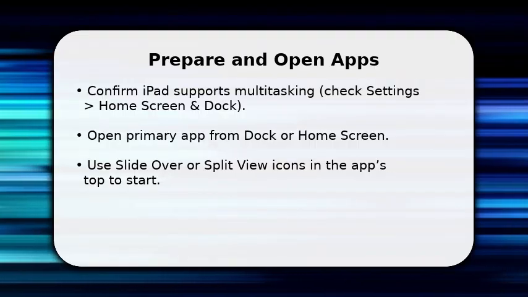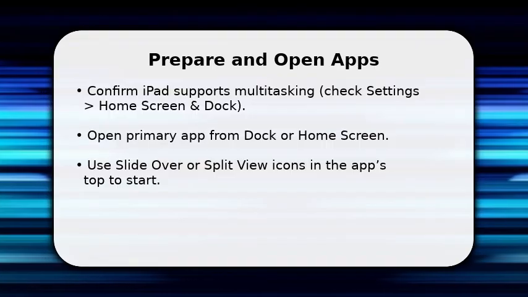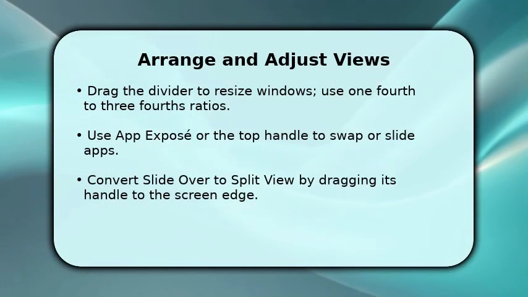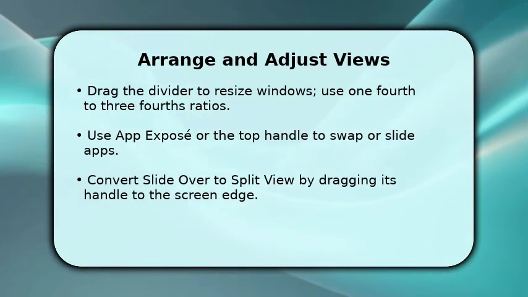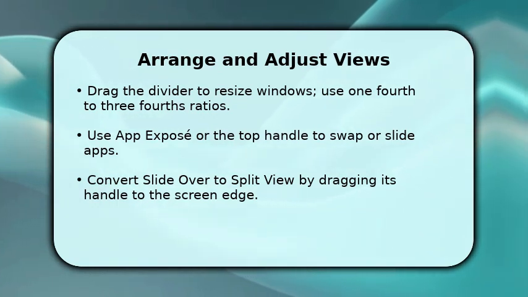Then drag that app icon toward the screen edge to trigger split view or drop it in the middle for slide over. This gets both windows visible quickly. Once both apps appear, you'll decide layout and sizing. Drag the center divider left or right to create the desired proportions. This lets you prioritize one app at a time.